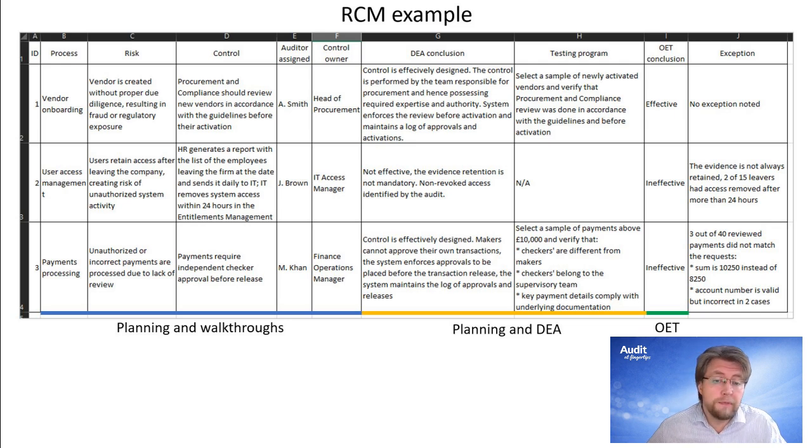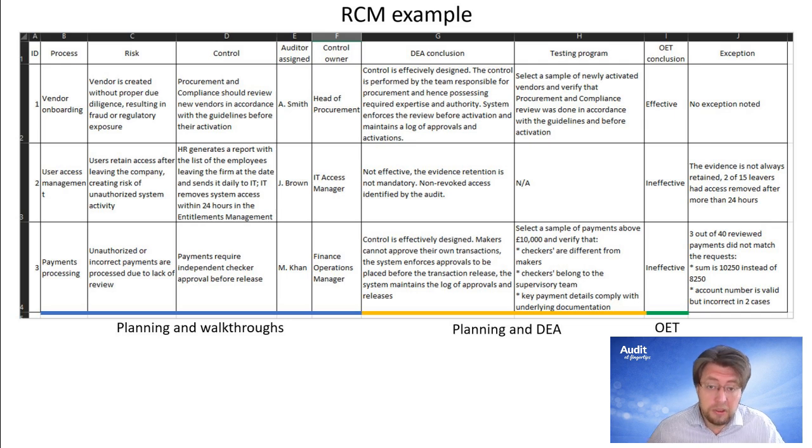For instance, if we see the DEA conclusion about the vendor reviews and approvals, it is about how the process of approval is designed: when those approvals are placed, who is placing them, where they are documented, etc. But in the testing program, we are checking the past data and the current system capabilities, and this is different from DEA. If we don't have any exceptions, both the DEA conclusion and the OET conclusion will be effective, and no exceptions noted.